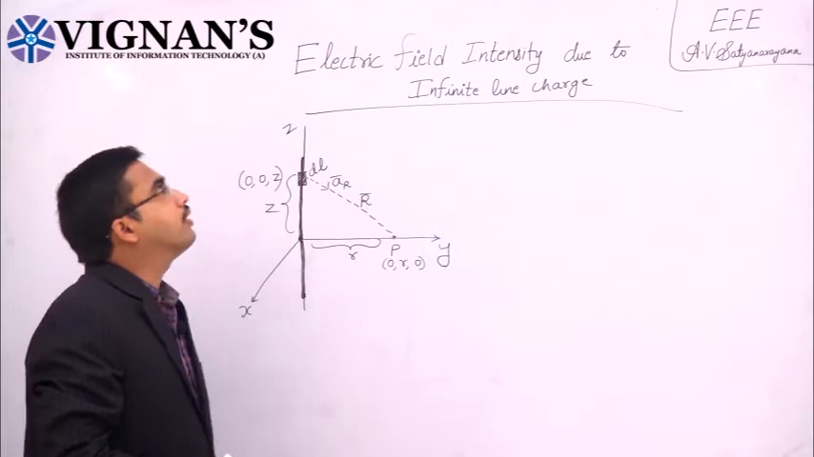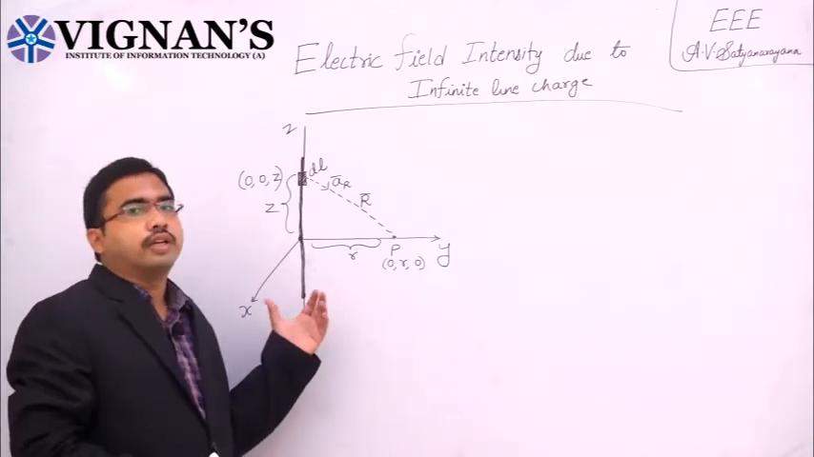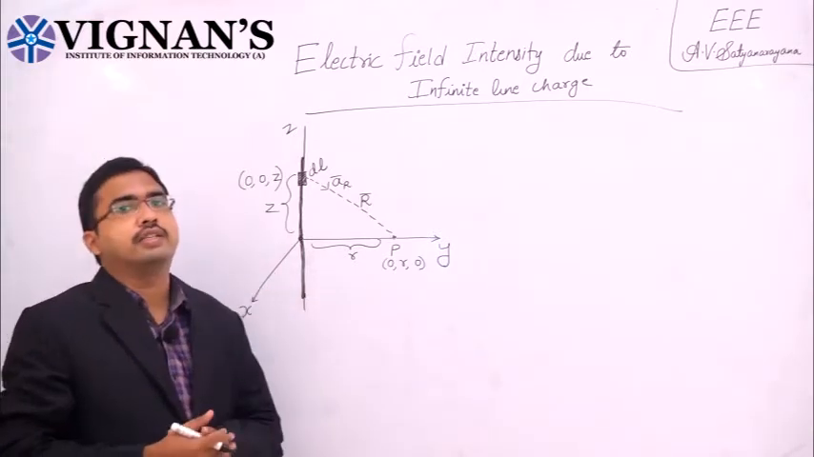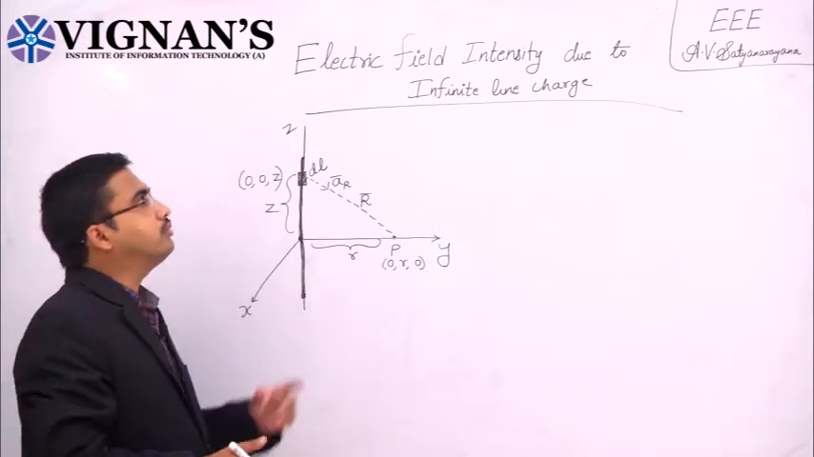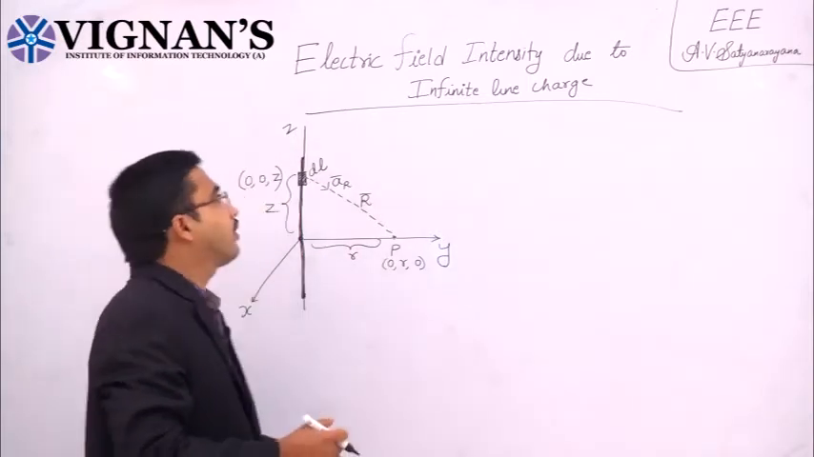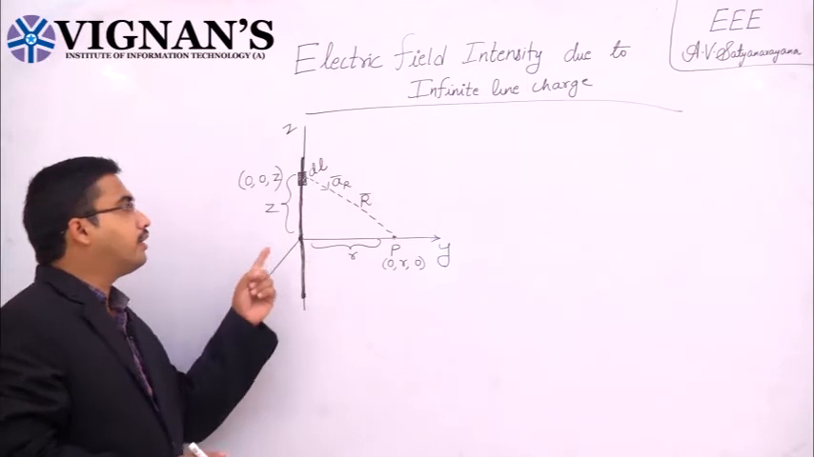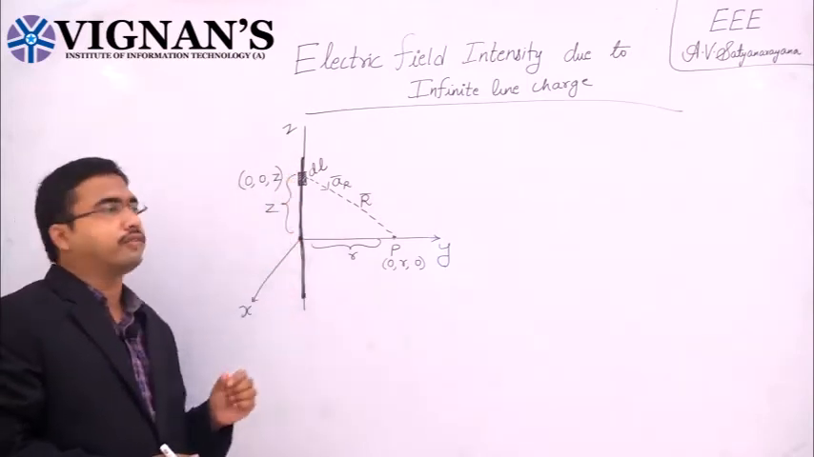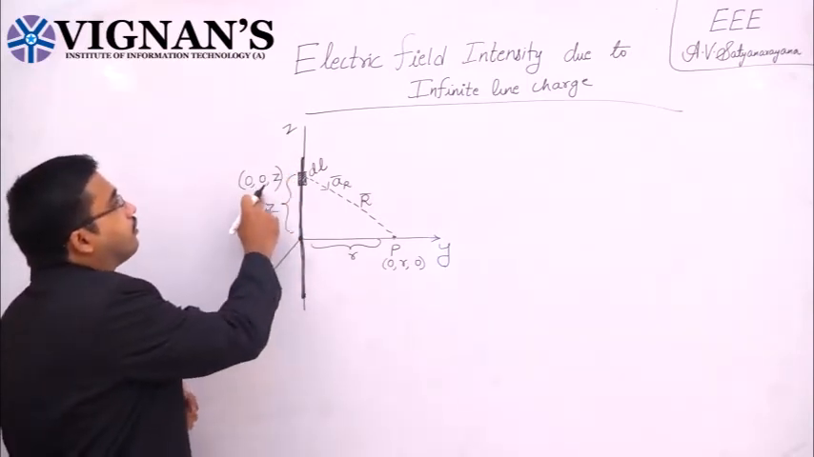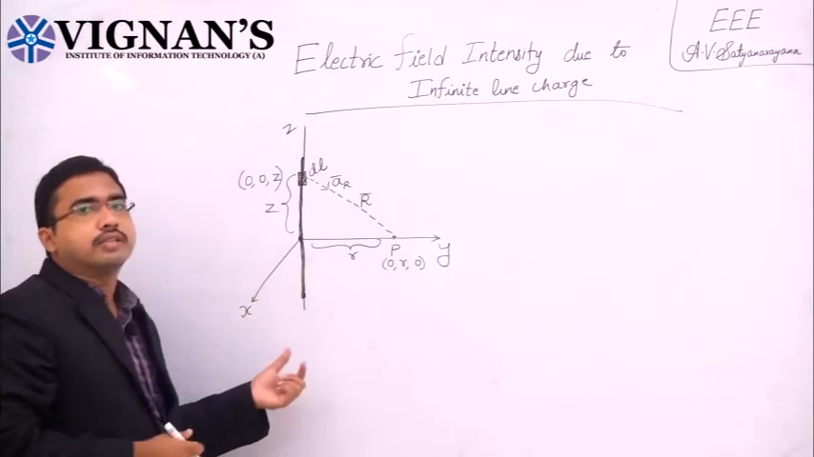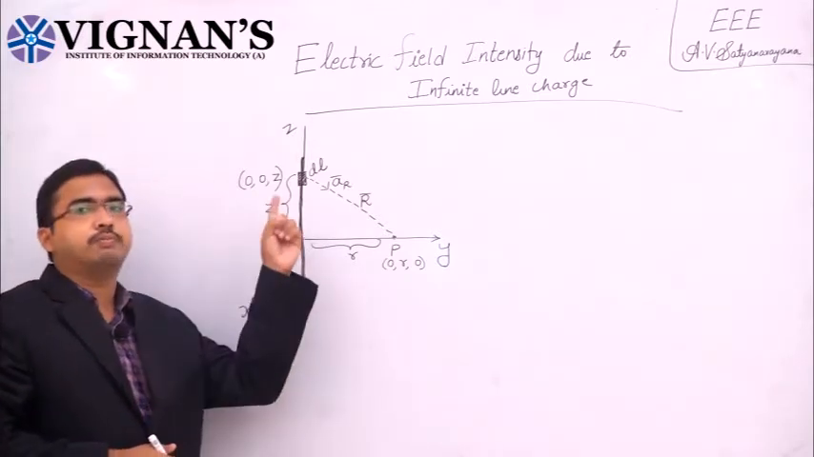Welcome friends. Today we will discuss the derivation of electric field intensity at a point due to an infinite line charge. So, we are placing an infinite length of conductor of length L on the z axis whose limits are from minus infinity to plus infinity.